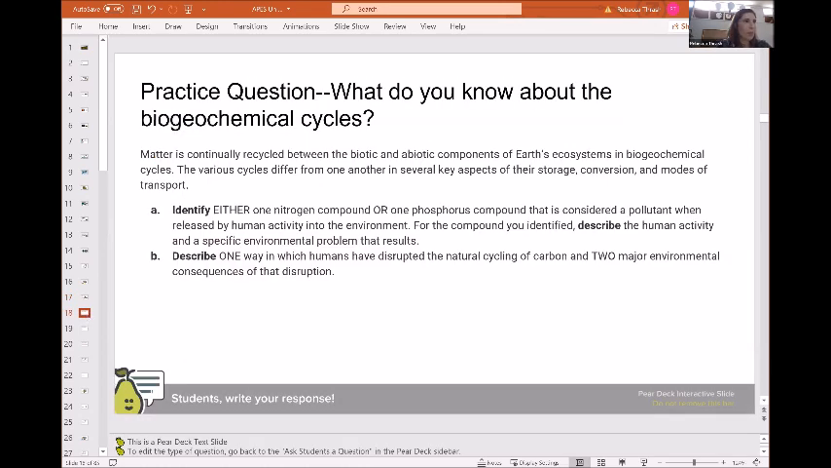Okay, so before we get into biogeochemical cycles, I want to see what you guys already know. So here's a practice question for your response, two specific parts of it. And it's talking about the nitrogen and phosphorus cycle. I'm going to give you a second to read that and then respond.